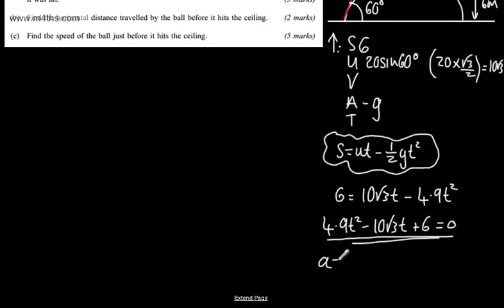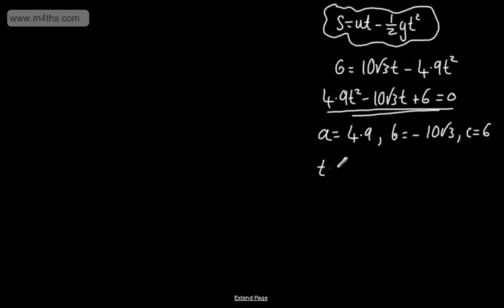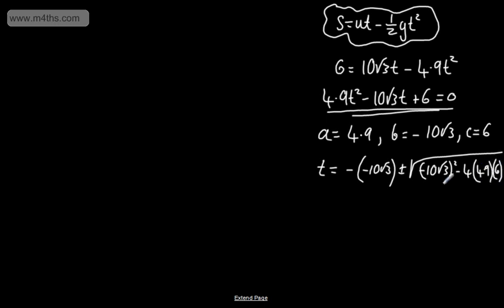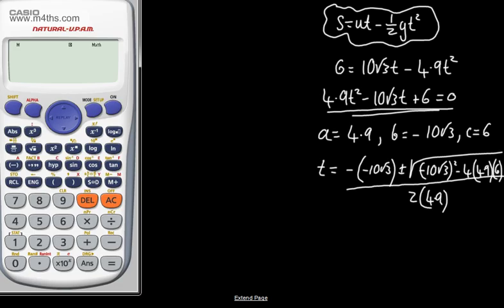From here we can say now that a is going to be 4.9, we've got b to be negative 10 root 3, and we've got c to be 6. So plugging this into the quadratic equation, we can say now that t will be equal to minus the minus 10 root 3, plus or minus the square root of negative 10 root 3 squared minus 4 times a, which is 4.9, times c, all over 2 lots of a. So 2 lots of 4.9. This is simply using the quadratic equation. So let's look at that in a calculator.